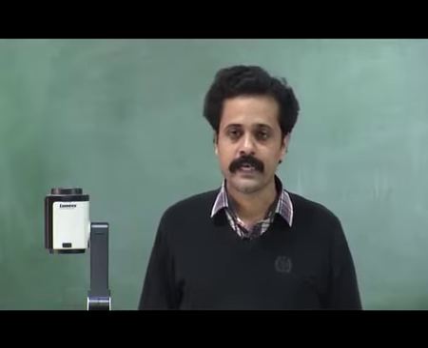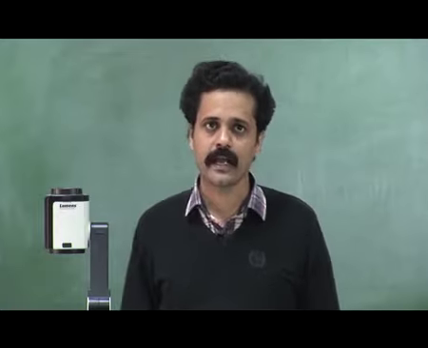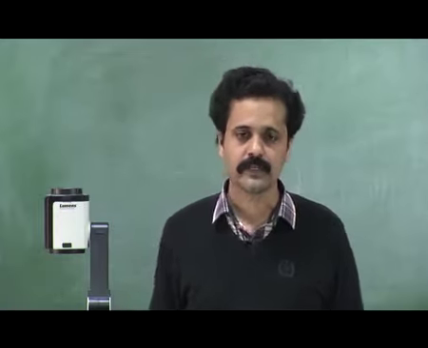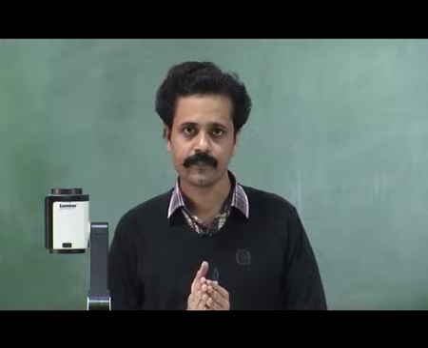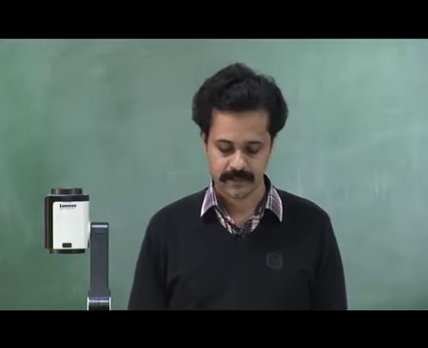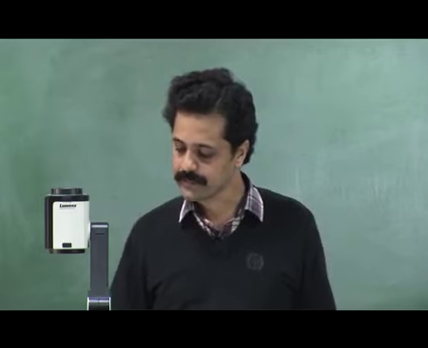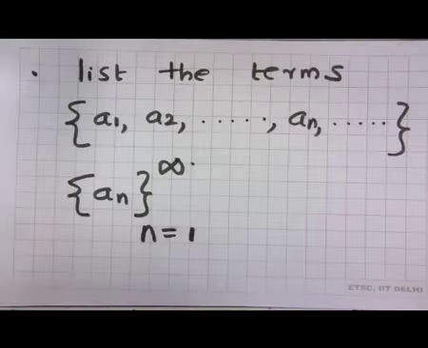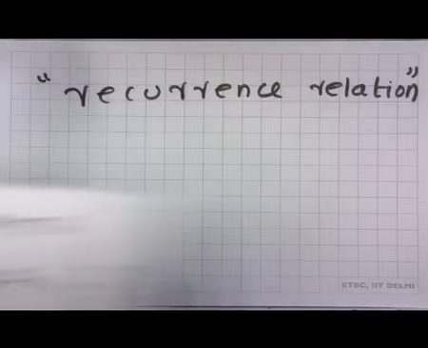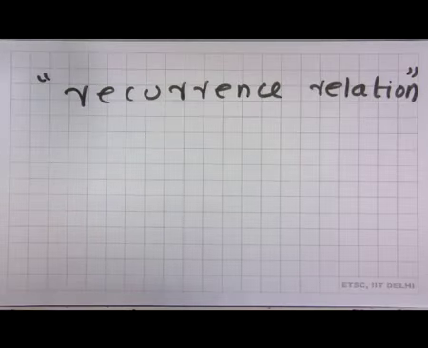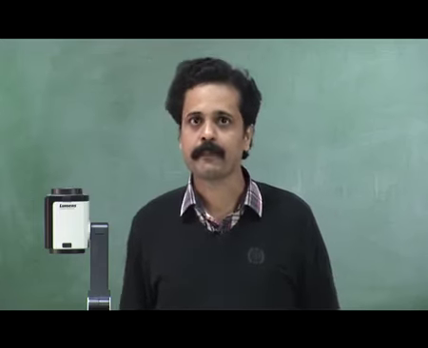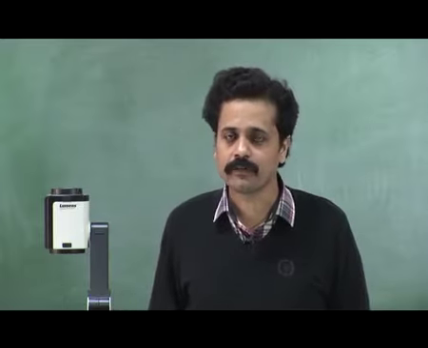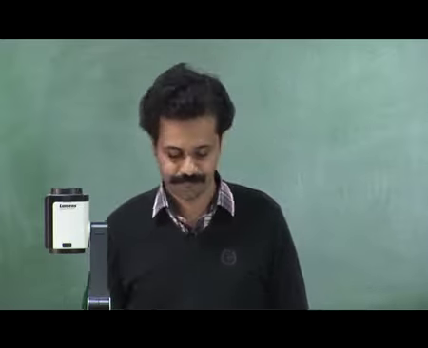To sum up, a sequence can either be described with the help of a function which provides the nth term in terms of n. It can be listed like this inside the set notation, or in some specific problems it will be easier to describe a particular term in terms of the previous terms, and that is called a recurrence relation.